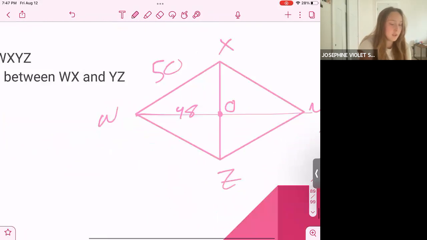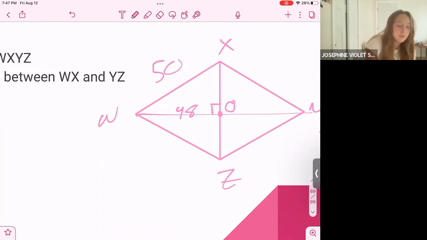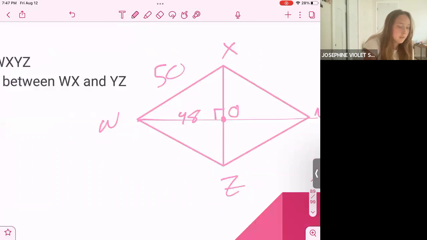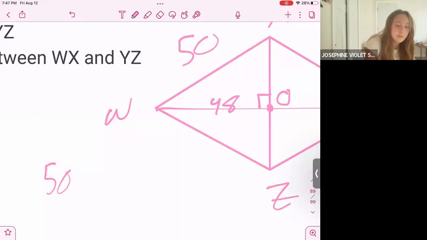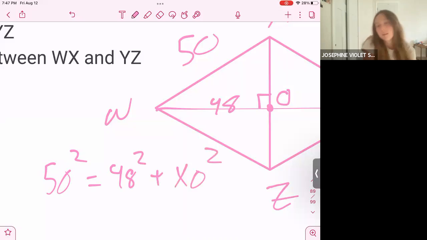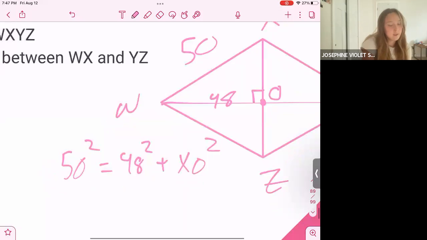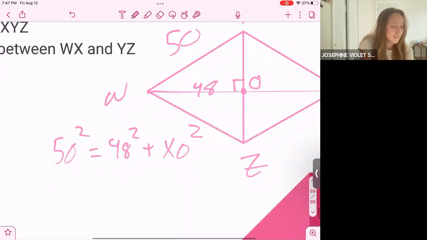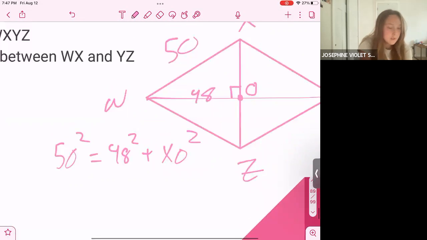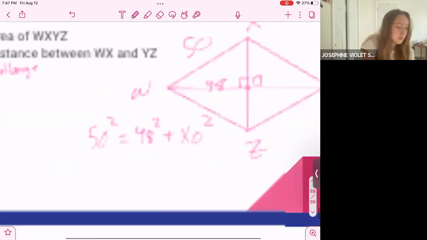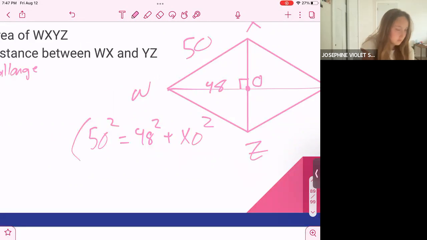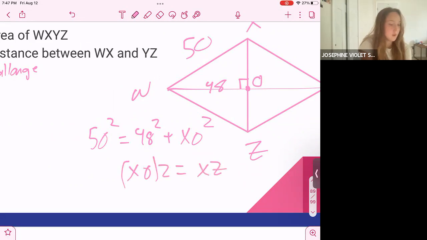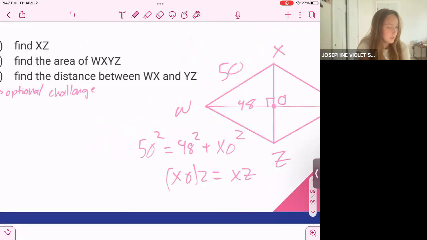And from here, we can use the Pythagorean theorem to figure out the length of XO. We can do this by saying 50 squared equals 48 squared plus XO squared. I'm not actually going to go through and do all the math for that because I'm trying to conserve time. And the way to find the answer to XZ would just be to double that. So XO times 2 would be XZ. It's going to be a pretty big number, I feel like.